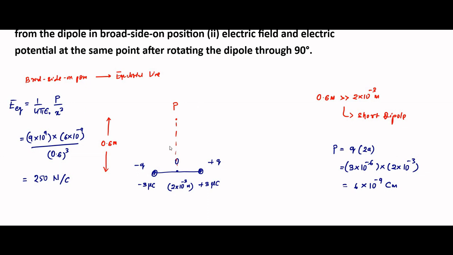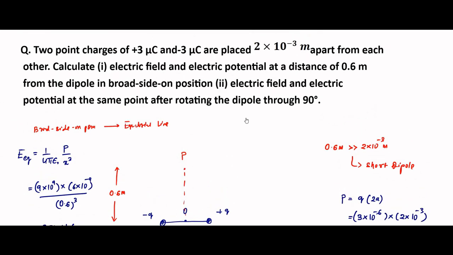And then the electric potential. It is very easy: along the equatorial line the electric potential is equal to 0 volt. Always remember that, no need to calculate anything. Then in part 2, at the same point we have to determine again the electric field and electric potential when the dipole is rotated through an angle of 90 degree.